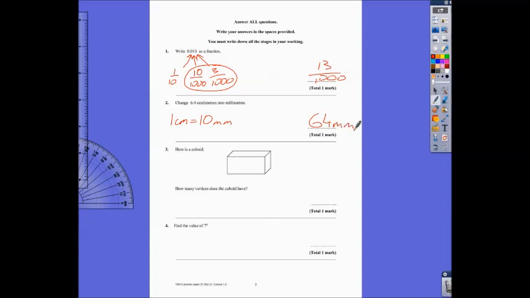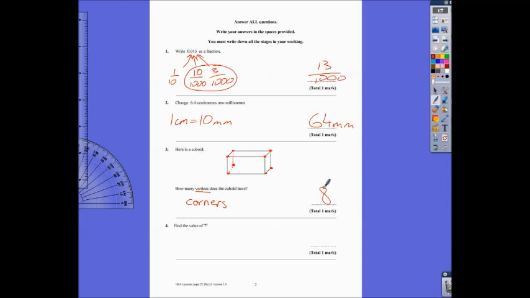Question 3. Here's a cuboid. How many vertices does a cuboid have? Vertices is just a mathematical word for corners. So in this case, we've got 1, 2, 3, 4, 5, 6, 7, and then there's one just back here where we can't quite see it, 8. So it has 8 vertices.